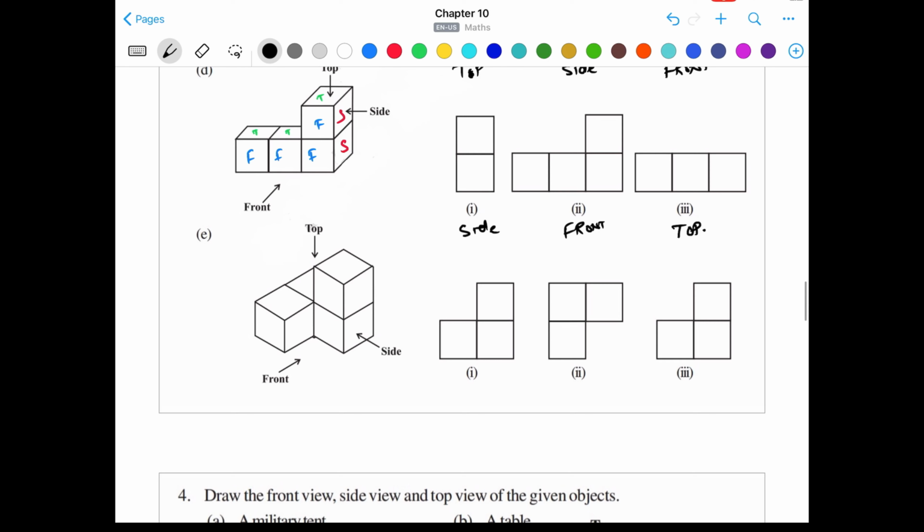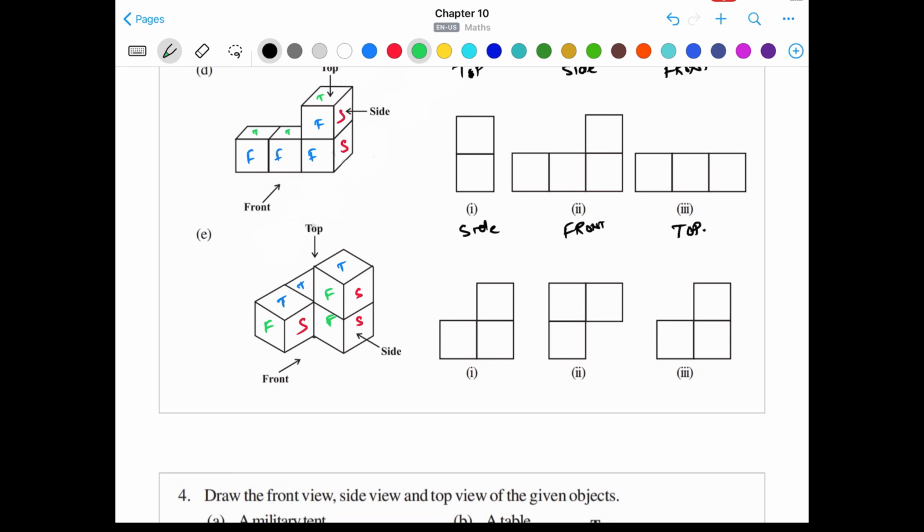Okay, moving to the next one. This will be a little bit tricky. Now listen, from the top side we'll be seeing this one and this one. Okay, from the side view we'll be having this one and these three boxes. Okay, and also from the front side we'll be seeing three boxes again.